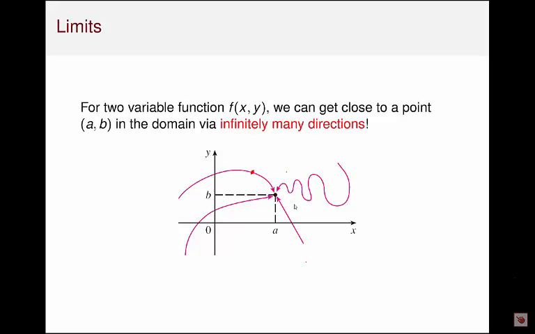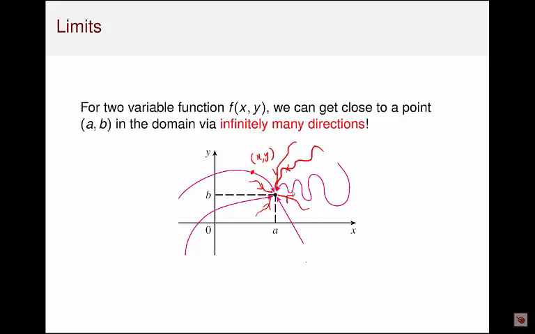As you can see in the figure here, there are four different paths along which a general point (x, y) can approach a particular point (a, b) in the domain. So in general, there are infinitely many such paths that we can use to approach a particular point.